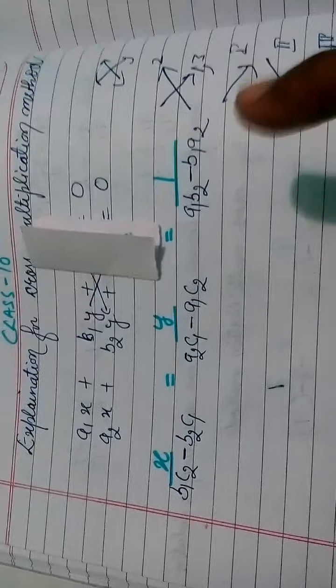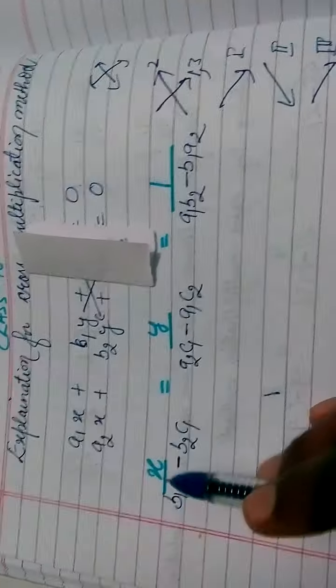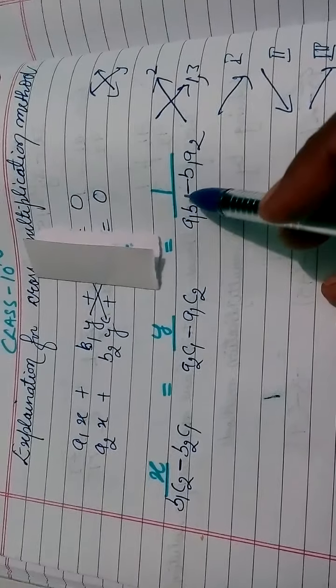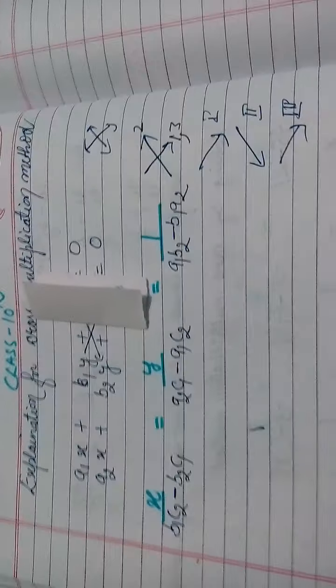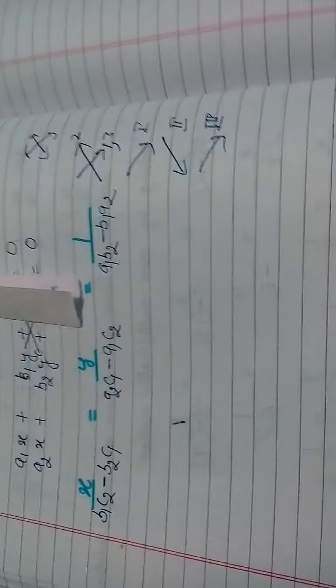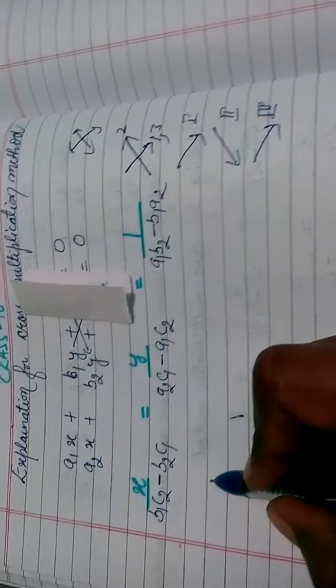In this way, this is the cross multiplication method. It's a very simple method. After that, just compare this x with this and y with this to get the value of x and y. I have solved the questions by using this. You can use this cross multiplication method in this way.